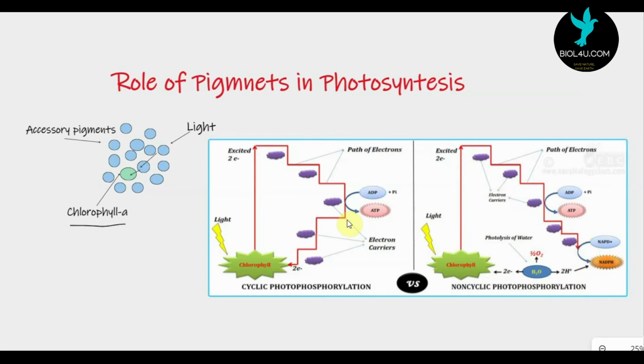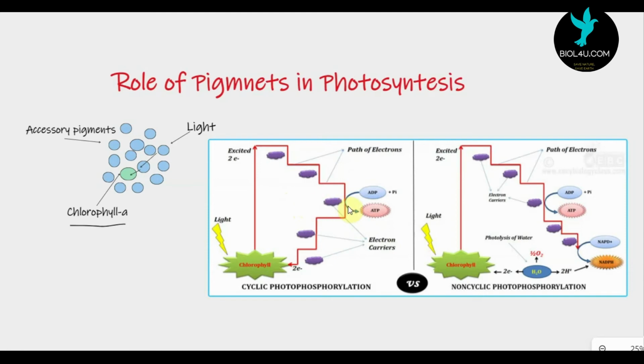Actually, in cyclic photophosphorylation 2 ATP will form, and in non-cyclic only 1 ATP will form. But NADPH will also form. This ATP and NADPH formed act as assimilatory power, helping to reduce carbon dioxide in the dark reaction. So that is about chlorophyll A and how it participates in photosynthesis. That is the role of the pigment in photosynthesis.